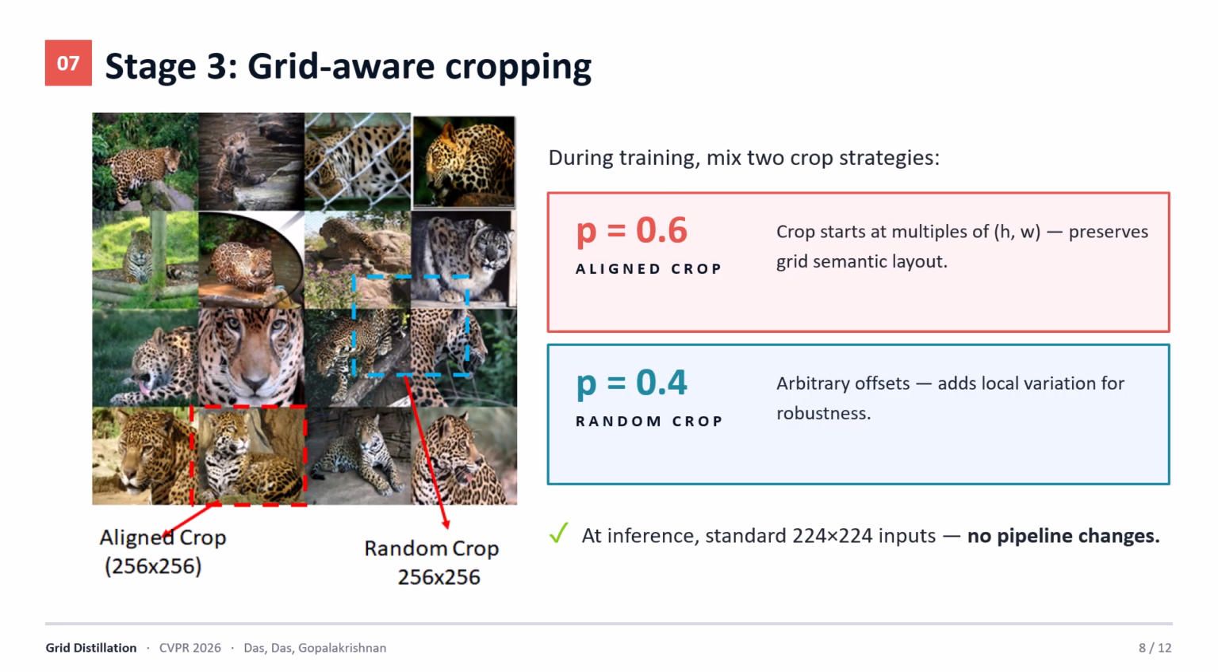The last piece is grid-aware cropping. During training, with probability 0.6, we use an aligned crop that starts at multiples of the grid cell size, preserving the compositional layout. With probability 0.4, we use a random crop for local variation. And critically, at inference time, we use standard 224 x 224 inputs. No pipeline modifications, fully drop-in compatible.